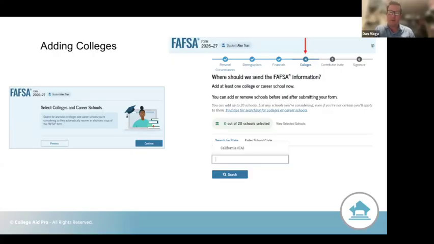Plus, although after you submit it, it will take a few days to process, you could add more schools later. It's just kind of a headache. So if your kid's on the fence, if it was me, I would just add them the initial time you submit so you don't have to worry about logging back in.